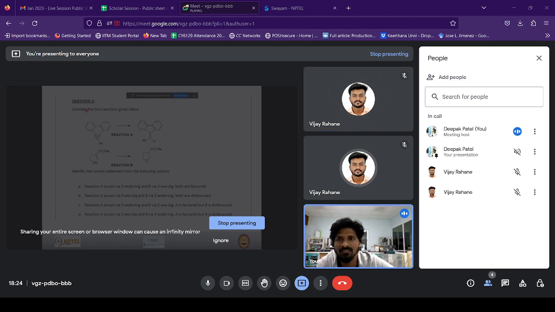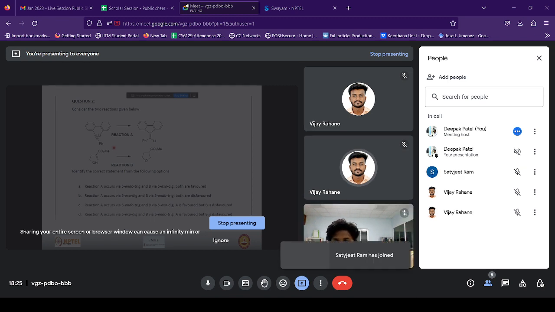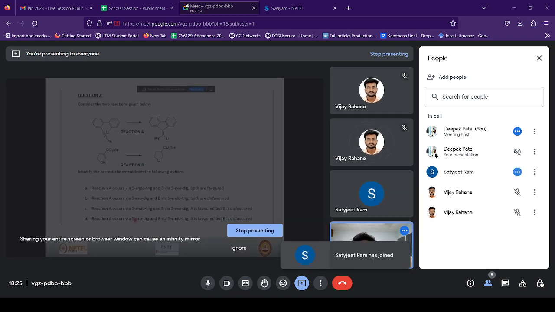So question number two is: consider the two reactions given below. This is a cyclization, ring closing reaction, this and this. So what is happening in reaction A and reaction B? This you have to track. The question is to identify the correct statement from the following options. Reaction A occurs via 5-exo-trig and B via 5-endo-trig. Both are favored. For this type of question, you have to see.